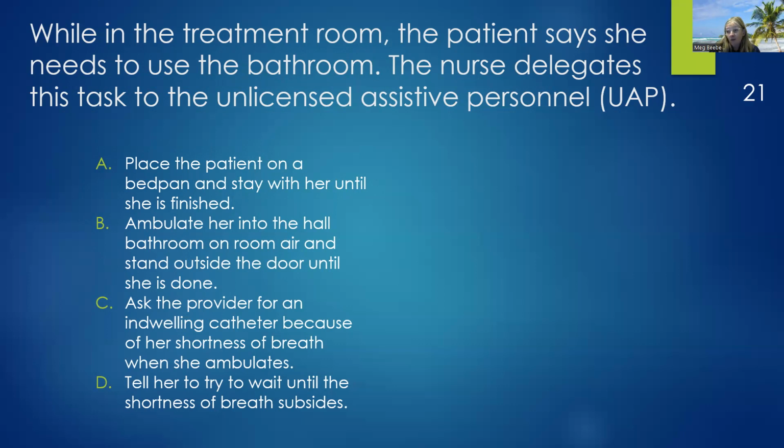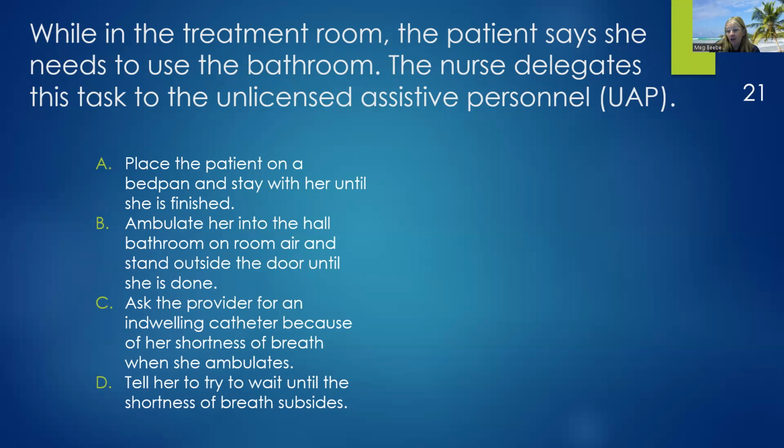We do not want to ambulate them in the hall to the bathroom on room air. And just standing outside is not safe. You'd need to stand right with them. But again, you're not going to try to get them out of bed. Ask the provider for an indwelling catheter because of shortness of breath when the patient ambulates. Again, an indwelling catheter is not indicated in this particular instance.